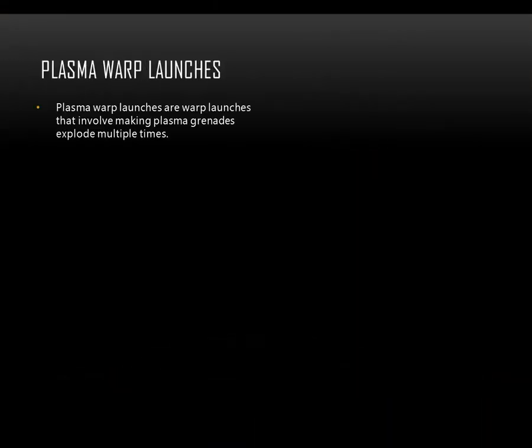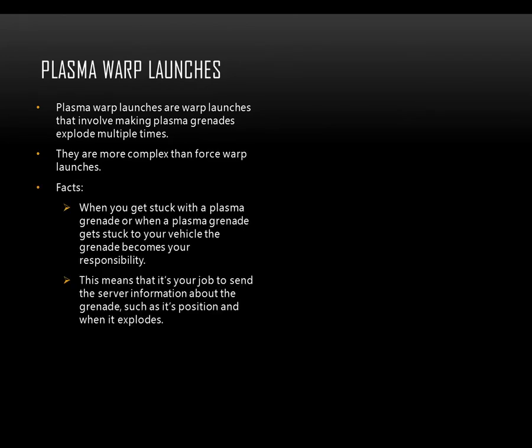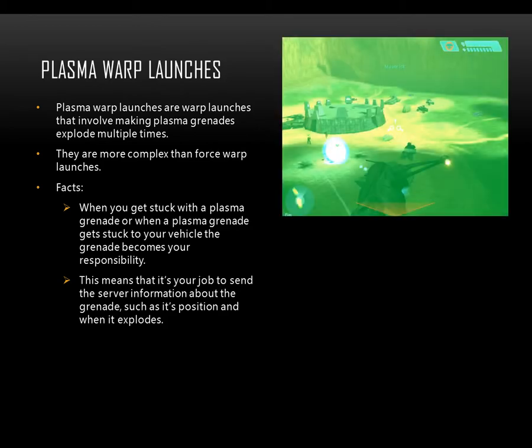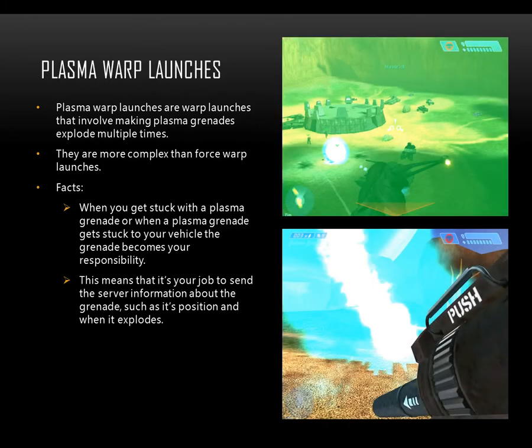Plasma warp launches. Plasma warp launches are warp launches that involve making plasma grenades explode multiple times. They are more complex than forced warp launches. They're not quite as simple to understand. A few facts. When you get stuck with a plasma grenade, or when a plasma grenade gets stuck to your vehicle, the grenade becomes your responsibility. This means that it's your job to send the server information about the grenade, such as its position and when it explodes. Here are two screenshots of plasma warp launches.